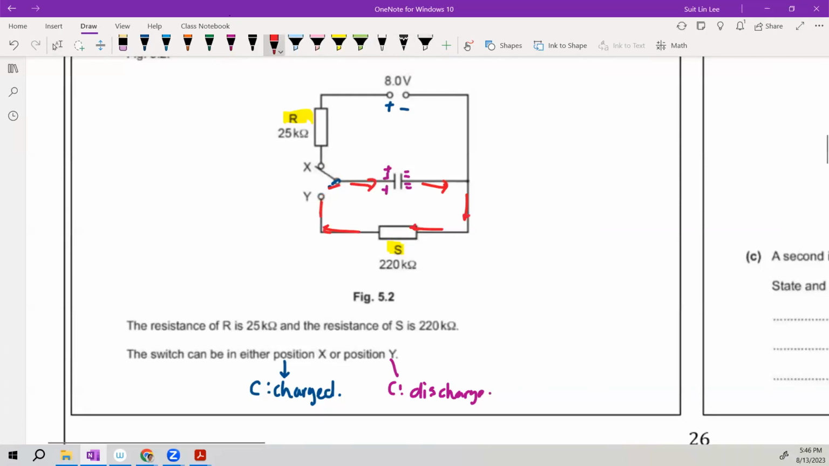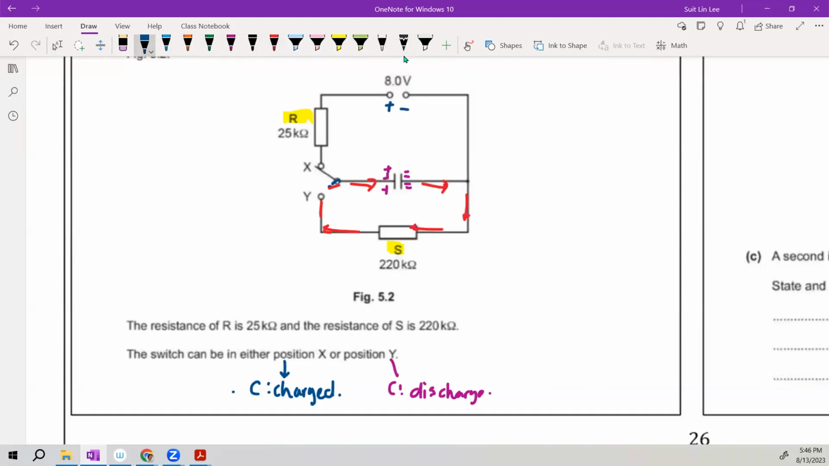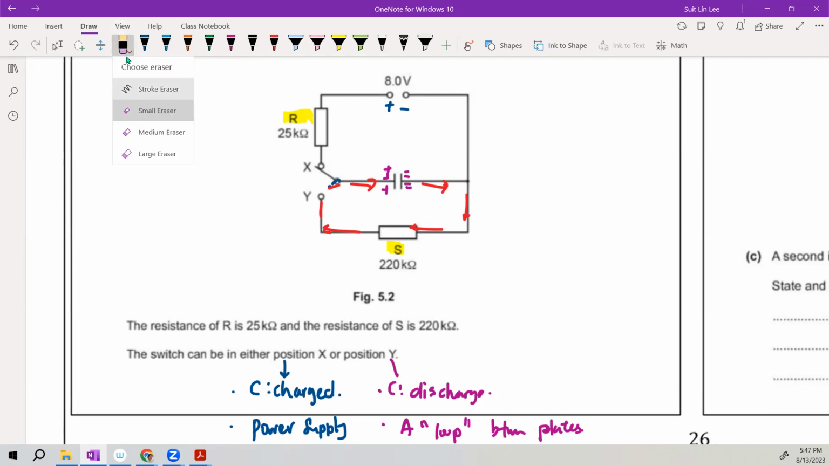So a way to look at it is, A, is there a power supply? If it's charging, there's always a connection to the power supply. Okay, and then if you want to know whether it's discharging, is there a route or a pathway or a loop for the current or the electron between the plates? So the electron can go from the negative plate to the positive plate. Okay. Right. Wonderful. Let me just remove all of this.